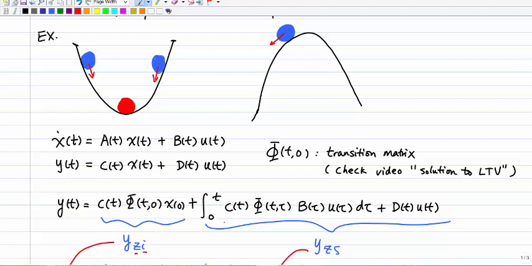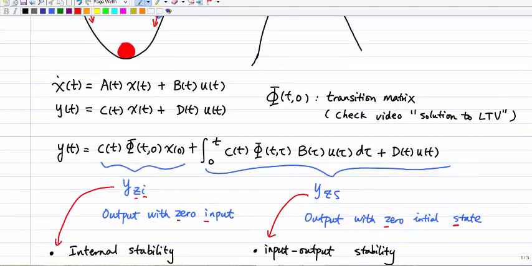The first term here is only related to the initial condition x0. It doesn't rely on the control input. We call this y_zi, the output with zero input, because I assume that my input is 0, so this will be my output. The other portion is y_zs, the output with zero initial state. You assume the initial state is 0, so this is what you get by giving a certain input u(t). That's the actual output y(t) if x0 is 0.